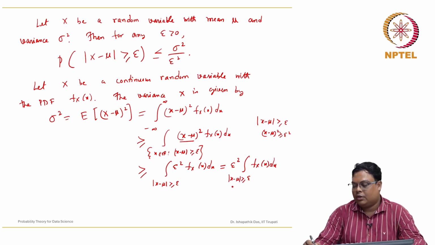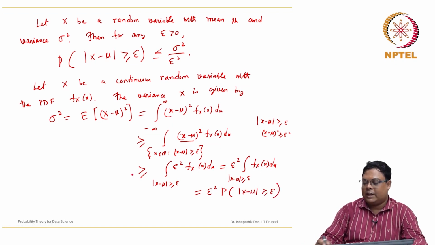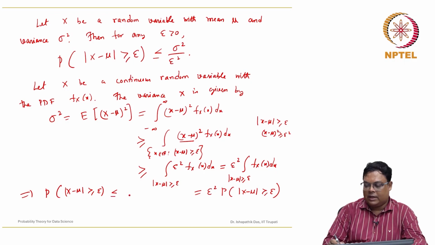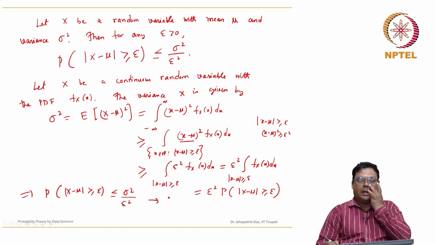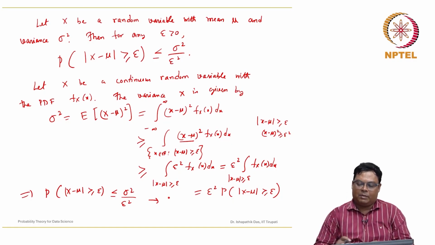Now what is this? It is a density function over some set. By the properties of the density function, this is nothing but epsilon square times the probability that the random variable takes a value with |x minus mu| greater than or equal to epsilon. So from the whole chain we get that sigma square is greater than or equal to epsilon square times the probability that |x minus mu| is greater than or equal to epsilon, that is, the probability is less than or equal to sigma square by epsilon square. So this is called the Chebyshev inequality. It is the proof. I think it is very straightforward, you can go through it again. Very simple steps.